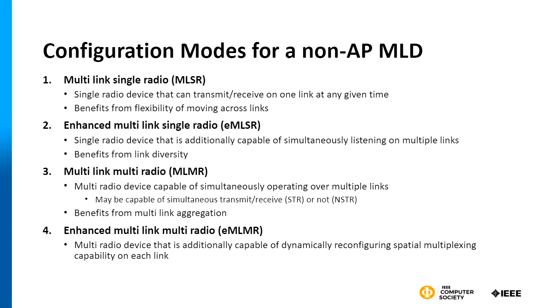Multi-link, multi-radio, as the word says, is a multi-radio device that is capable of simultaneous transmitting over multiple links. And we have 2 subcases, whether the station is simultaneous transmit receive capable or non-simultaneous transmit receive capable. And of course, this brings benefits from a multi-link aggregation perspective. EMLMR is a subcase of the multi-link multi-radio where the device has the additional flexibility of dynamically reconfiguring spatial multiplexing capabilities on each of the links while operating.